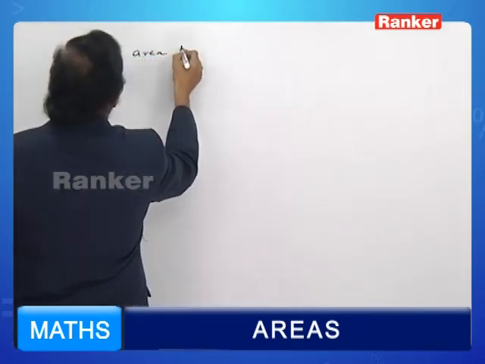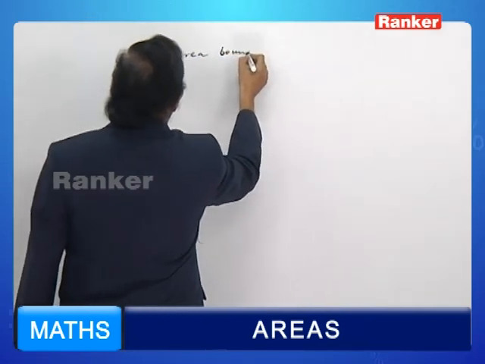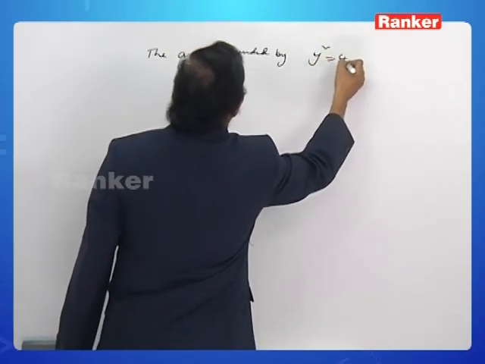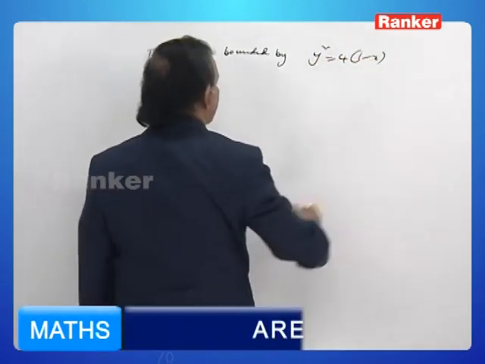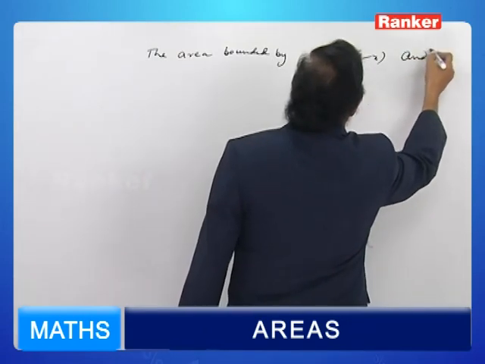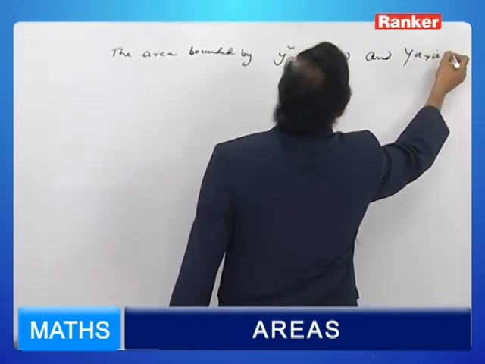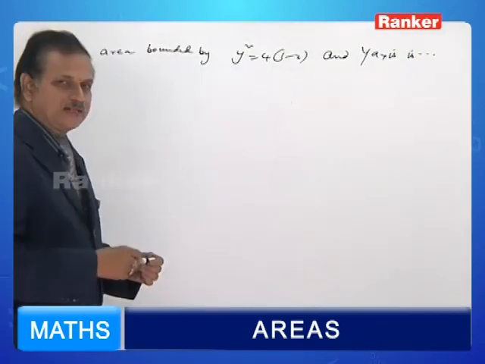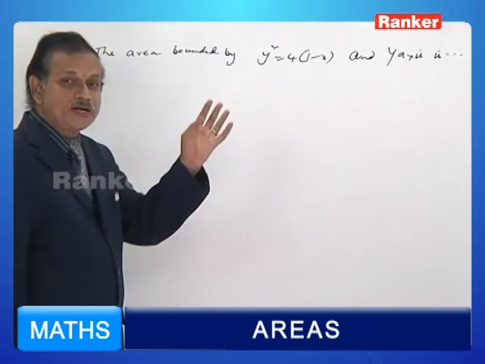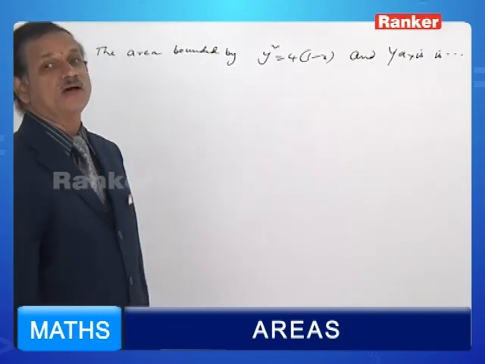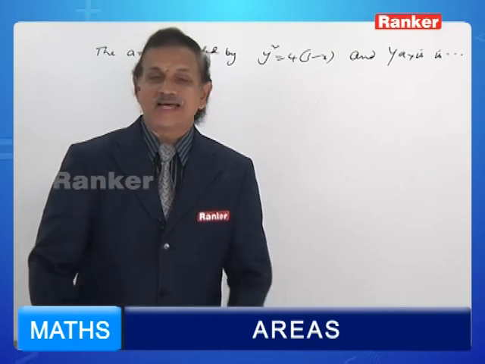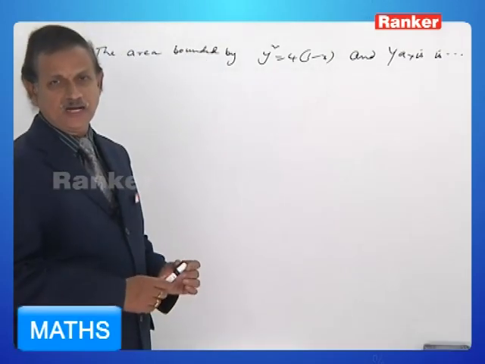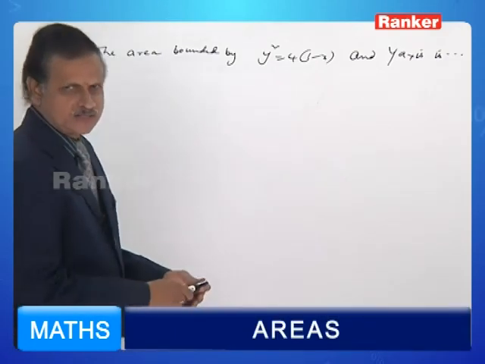The area bounded by y square is equal to 4 into 1 minus x, and the y-axis, this is the question. We are asked to find the area bounded by the curve and the y-axis, that is, we are supposed to calculate the area along the y-axis. So we need to have a formula of x in terms of y. Let us do that first.